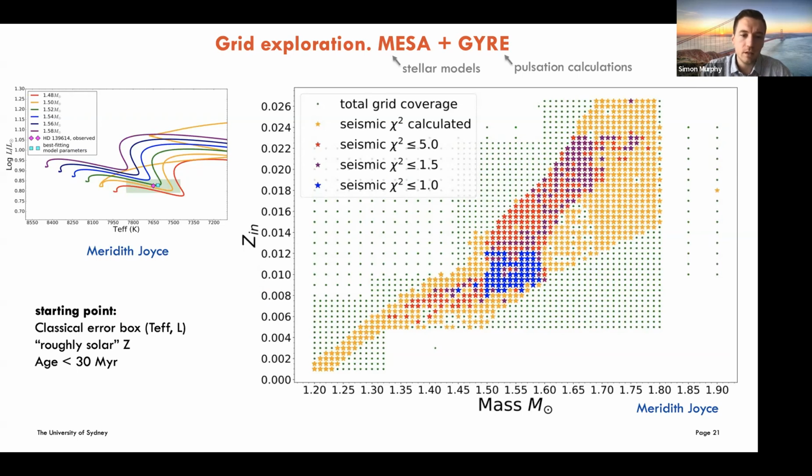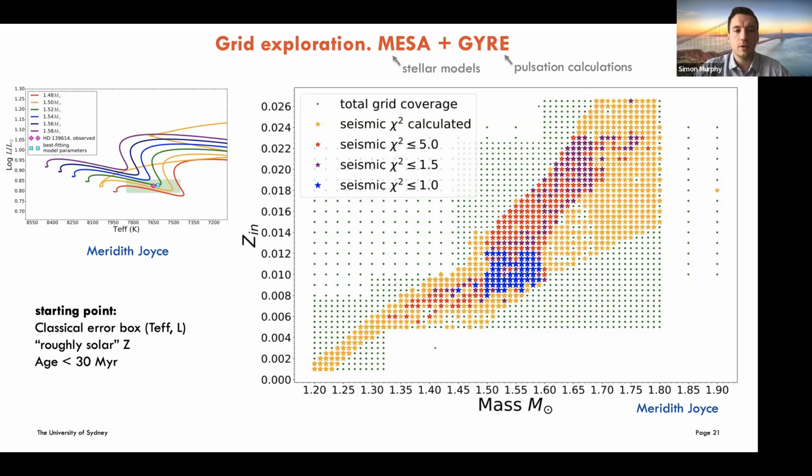So for any given point, let's just take this little green point that's isolated down here. It has some value of mass and metal mass fraction, but it also represents all of the ages from a fraction of a mega year up to hundreds of mega years, although we did terminate at 30 mega years in the end. And what's shown is the lowest chi-squared out of every single point in that stack. And so what you see is the points where a chi-squared was calculated are the points that pass through that classical error box at some point in their first 30 mega years of evolution.